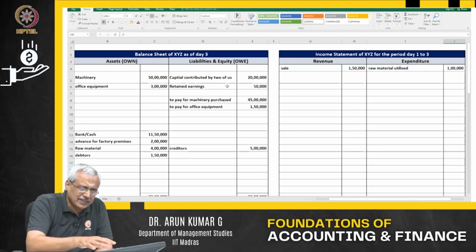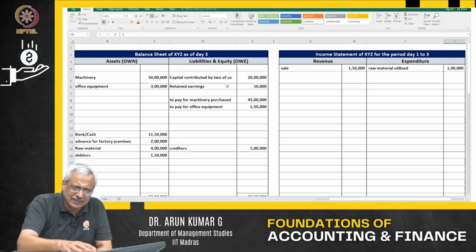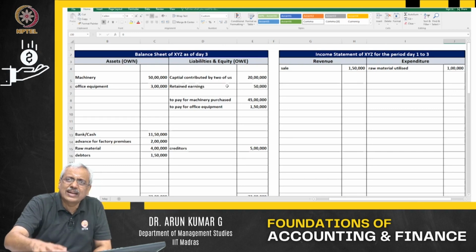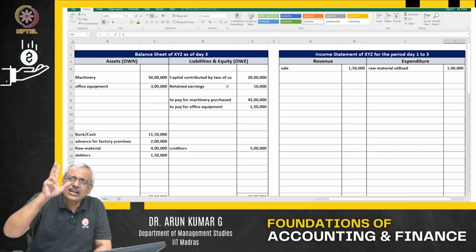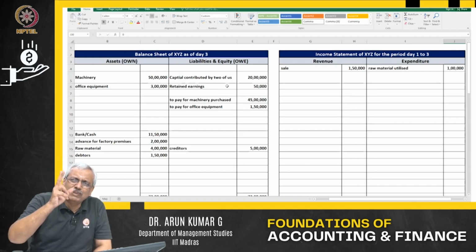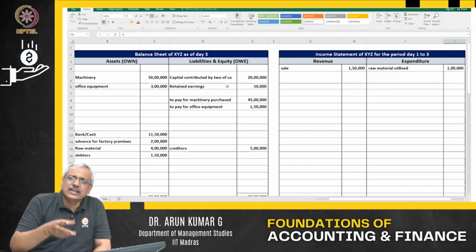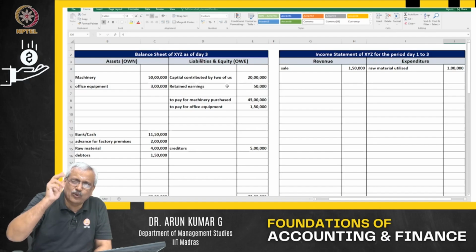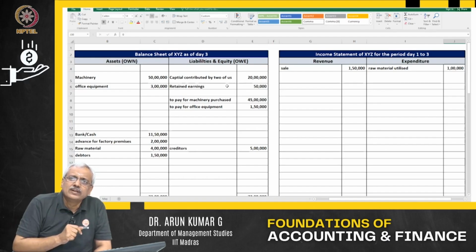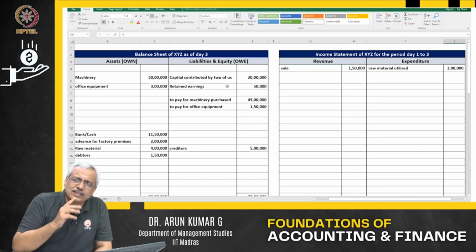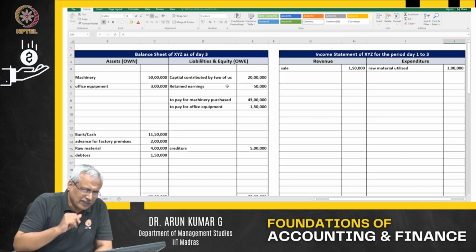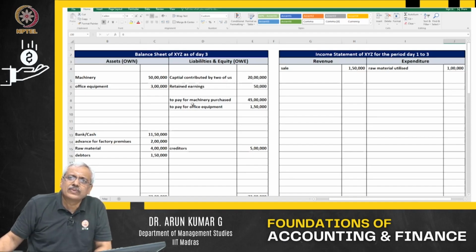There are four heads here: assets, liabilities and equity, revenue and expenditure. Out of the four heads, any transaction will definitely impact a minimum of two heads. It can impact the same head twice, not a problem. Same head twice, sir, I didn't understand. Don't worry, we'll make it now.